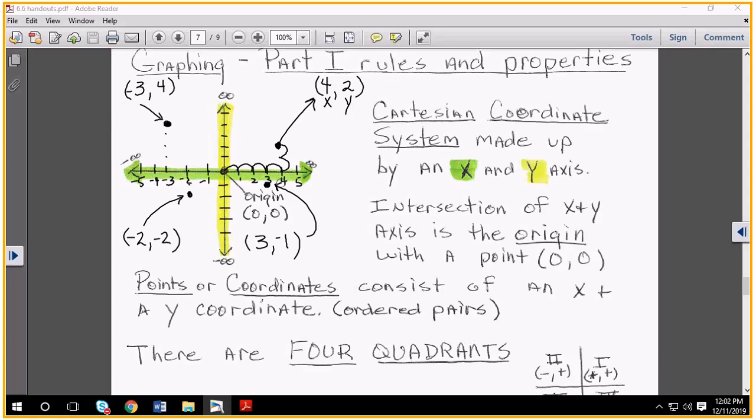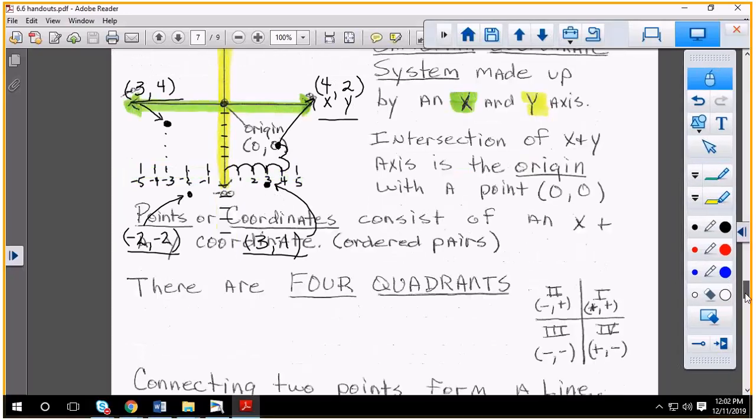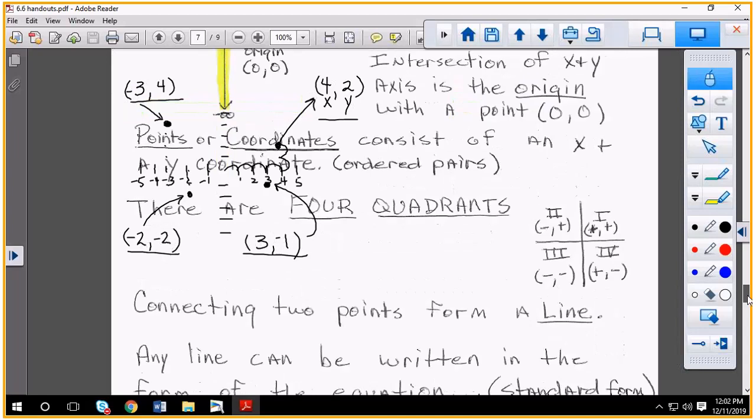So you see, with each x and y, you're either going to have a positive, positive, a negative, positive, a negative, negative, or a positive, negative. And that basically gives you the four quadrants of the Cartesian coordinate system.